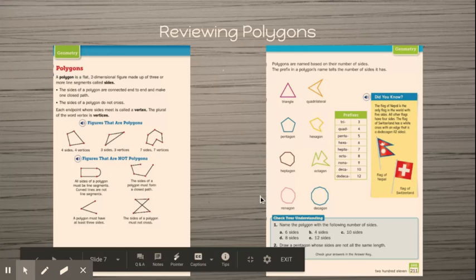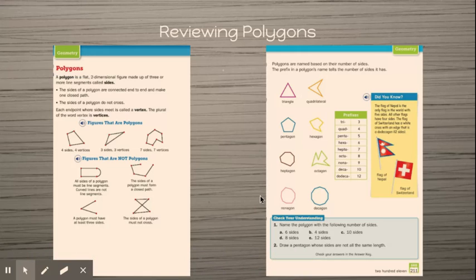The next page is a great resource for you to use. It has a picture of some of the different types of polygons. Polygons are named by their number of sides, and we call those the prefixes. So tri means 3, like triangle. Quad means 4. We have quadrilaterals or quadrangles. Penta means 5, and so on.